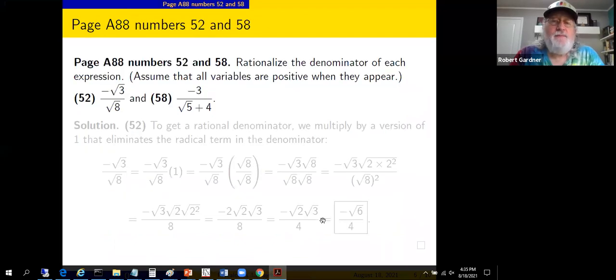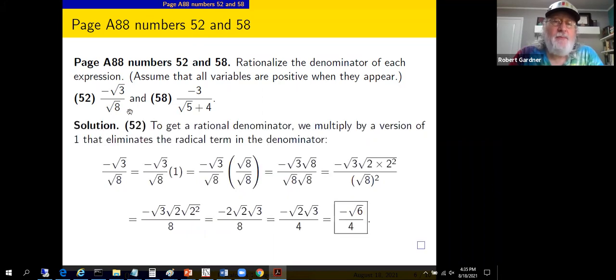Back to the examples. Okay, they want us to rationalize the denominators in these two. The first one is much easier than the second one. What makes the second one complicated is there's addition in the denominator, and there's not in this one. All right, you want a rational denominator? To get a rational denominator, we multiply by a version of 1 that eliminates the radical term in the denominator. We'll do that in both of them. It's easier in the first one than the second one because of the addition.